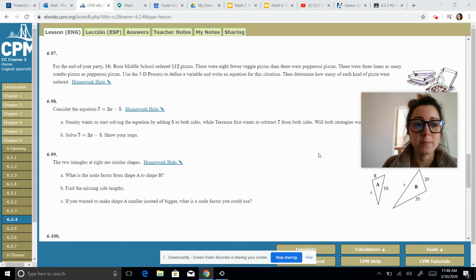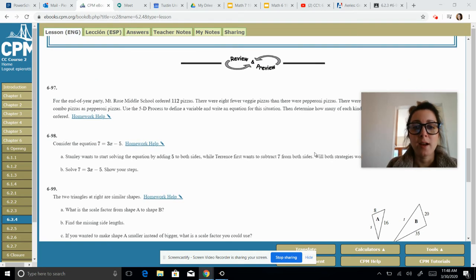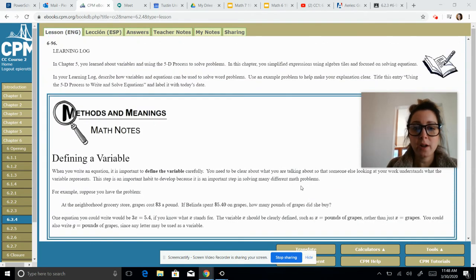I wanted to pop on and give you guys some homework help if you're working on today's homework for 6.2.4. First off, please read through the math notes. I think they're really helpful. It's helping you define the variable in your problem. And they give you an example as well, basically how to turn words into an expression or an equation.